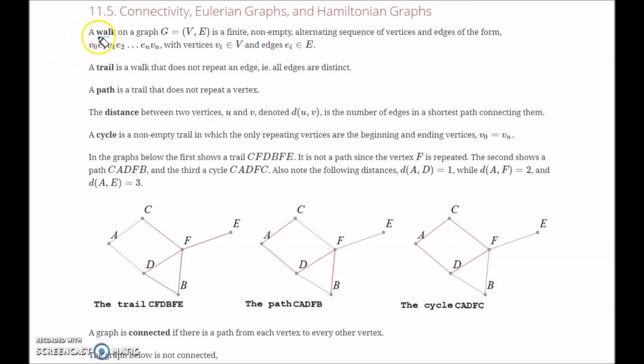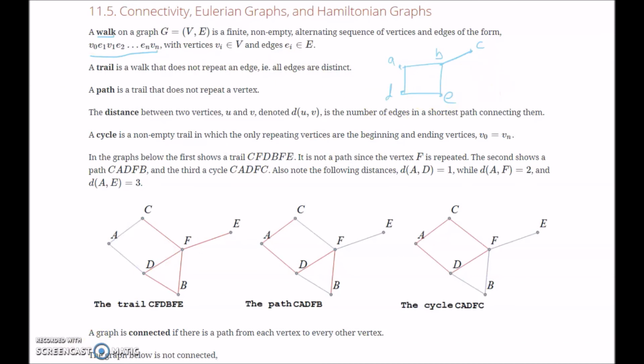So first of all, a walk. A walk on a graph is a finite, non-empty alternating sequence of vertices and edges of this form, okay? With vertices v_i and edges e_i. So in other words, if I have a graph like this with vertices A, B, C, D, and E, then I could write a walk on it.